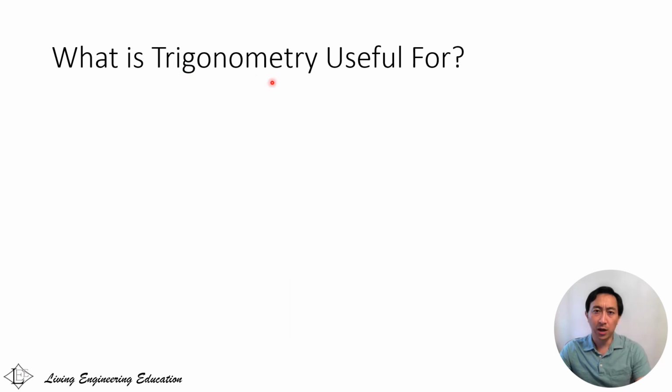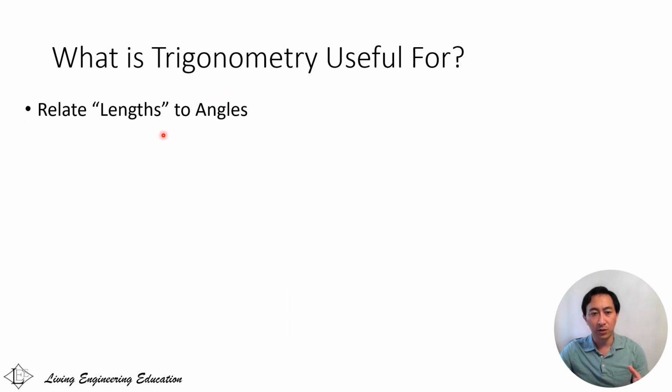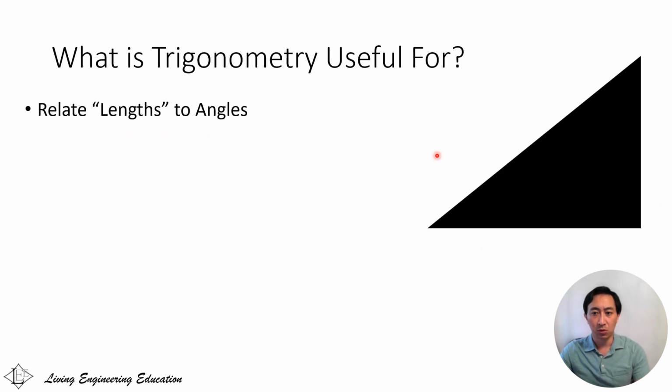So when we look at trigonometry from an engineering perspective, what are the key concepts that we want to be able to fully understand so we can apply it to physical systems? Well, trigonometry from a fundamental basis is a way for us to relate lengths to angles. So oftentimes we're introduced to a triangle and we're given the lengths and we're asked to solve for the angles, or we're given the angles and we're asked to solve for the lengths.